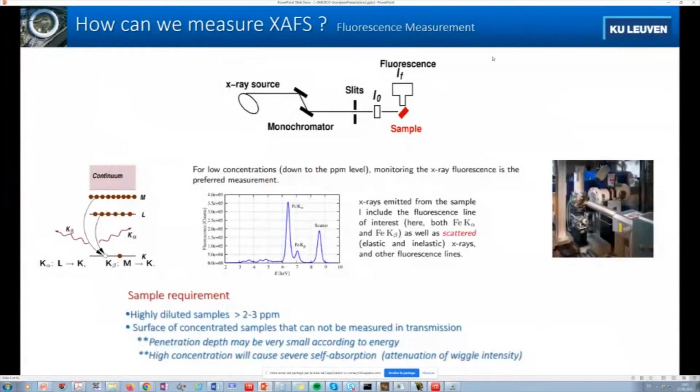Then the second method is the fluorescence measurement. Once the electron has been excited by the X-ray, it will come back, and during the comeback, it will emit some fluorescence. You will measure this fluorescence, which is exactly similar to transmission. You will get the same EXAFS spectrum. And this is good for diluted samples. It's also good if you cannot go through the sample, if your sample is mounted or something very thick, then you need to measure fluorescence, and then you measure at 45 degrees. And then there are other ways to measure EXAFS, which I will show you later.